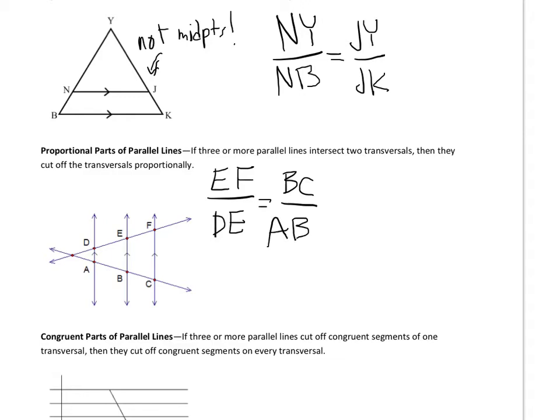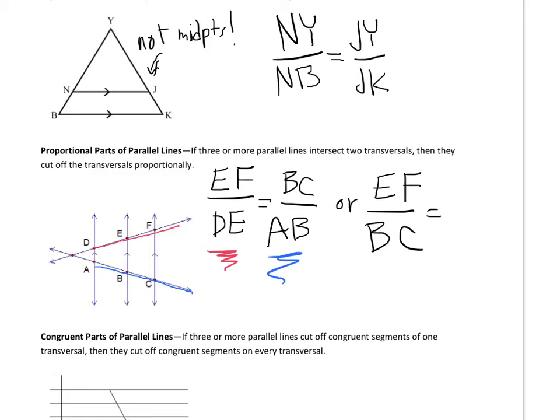So for this first one, I stayed on this side, and for this one, I stayed on this side. And it's saying if I cut them into the same pieces with parallel lines, I can get some proportions. Another proportion I could have written was EF over BC. Now that's different in that we're picking one from each side, but then I could say that that's equal to DE over, you guessed it, AB.